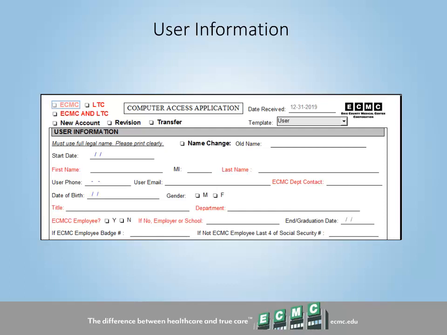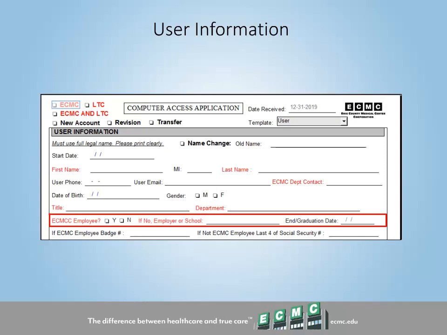The top section of the form is for the user information for whom access is being requested. This section needs to be filled in completely and accurately. Correct and thorough completion of the form will ensure timely processing of your request. Please select which facility the user will need access to. Select which type of application is being submitted. Date received will auto-populate as the current date. Specify if the user is an ECMC employee or not.